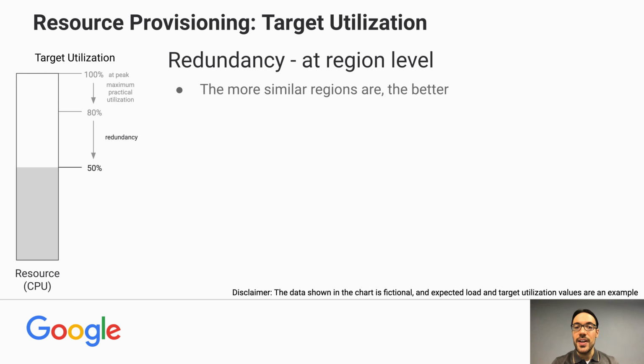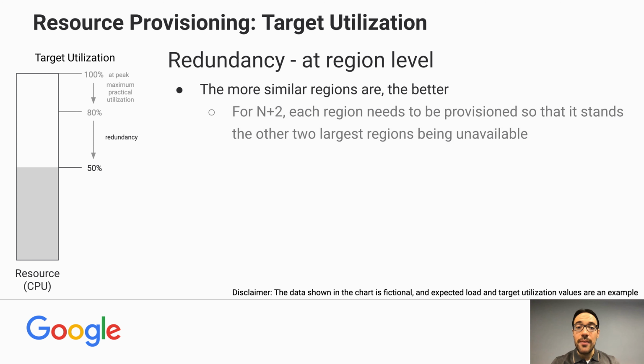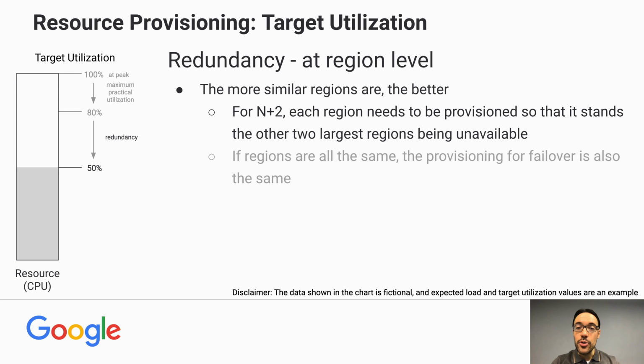The more similar regions are, the better. If regions have different capacities, the service needs to be provisioned so that it stands the largest regions going down. That means each of the smaller regions needs more slack, and the overall capacity overhead for redundancy is higher. Heterogeneous replica sizes also make provisioning harder, as the capacities needed to stand the other 1 or 2 largest regions being unavailable would be different in each region.